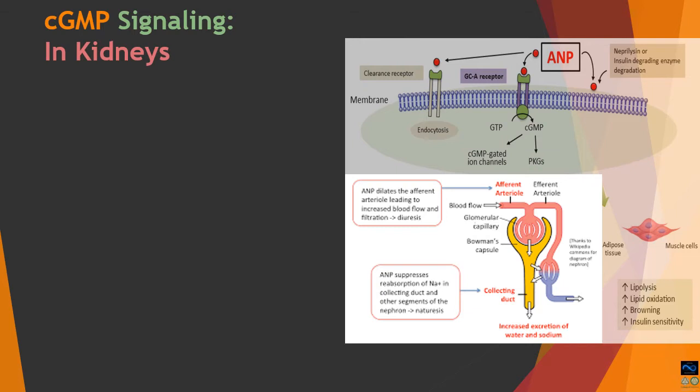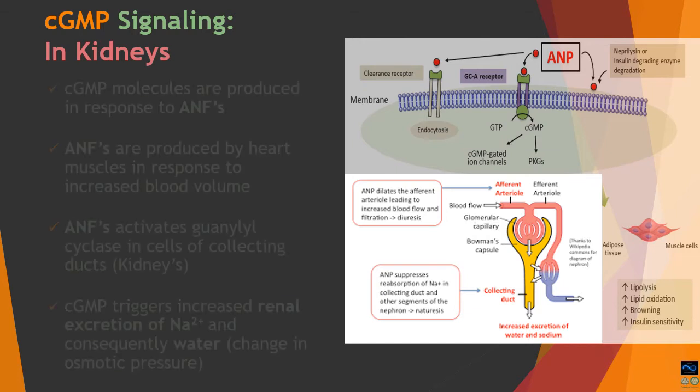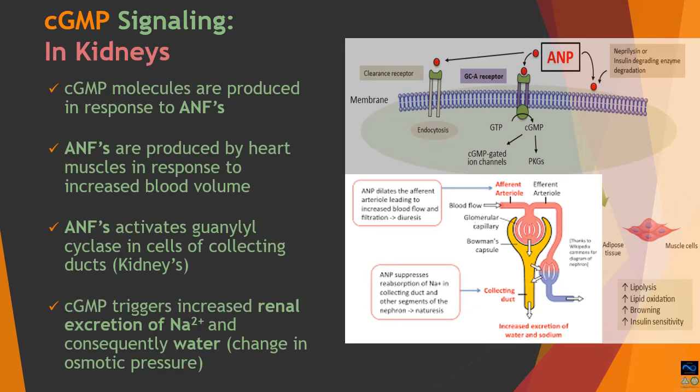cGMP signaling depends upon the type of target cell, in response to different kinds of drugs, ligands or hormones. In kidneys, cGMP molecules are produced in response to atrial natriuretic factors, which are produced by the heart muscles in response to increased blood volume. When the blood volume increases, heart muscles secrete more and more atrial natriuretic factors. These then reach the collecting tubules and collecting ducts of the kidneys, where they activate the guanylyl cyclase located on the surface of these cells.